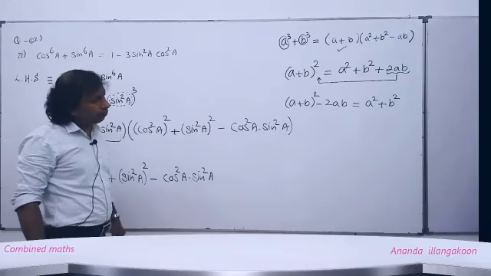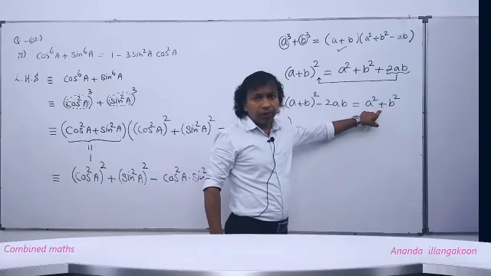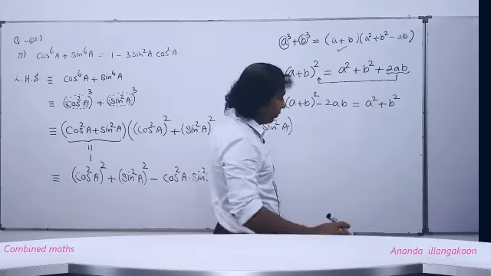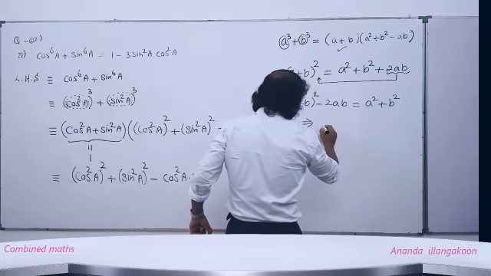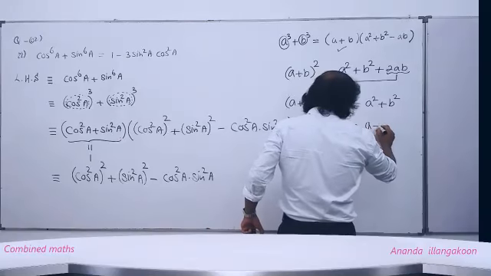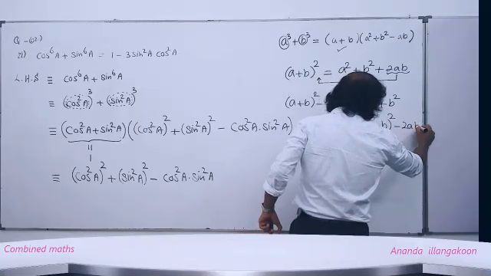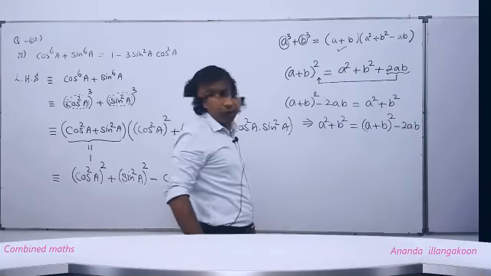Then the left hand side is equal to the right hand side means the right hand side is equal to the left hand side. So therefore you can write this one, people: A squared plus B squared is equal to A plus B to the power 2 minus 2AB. This way you can write it.